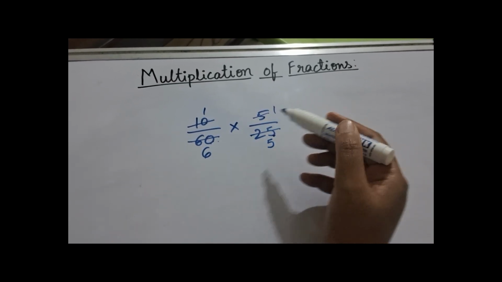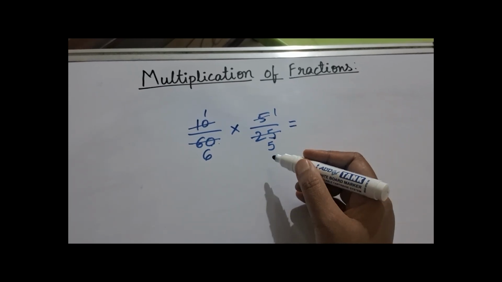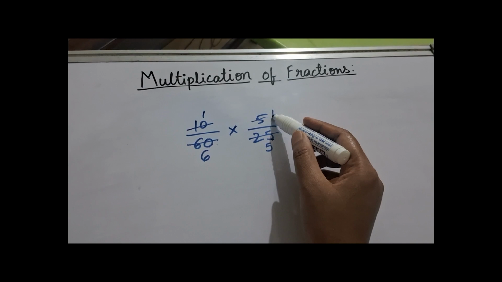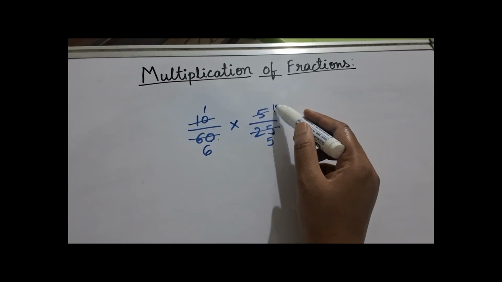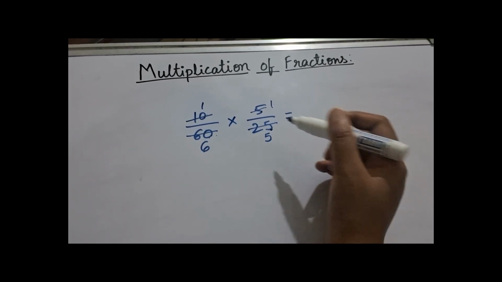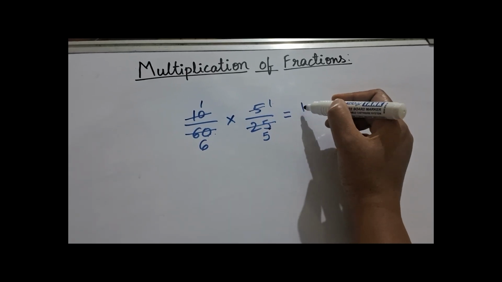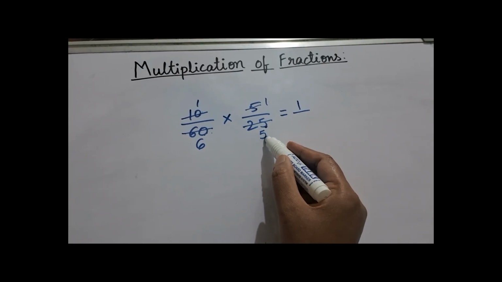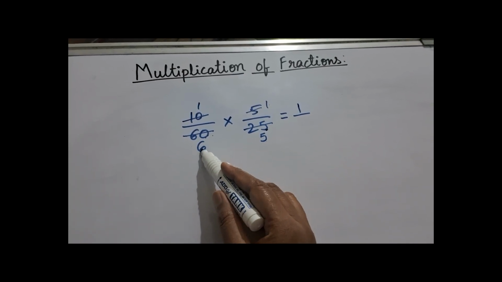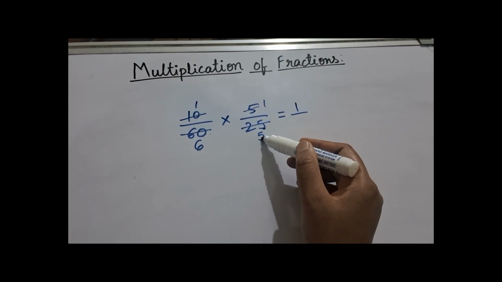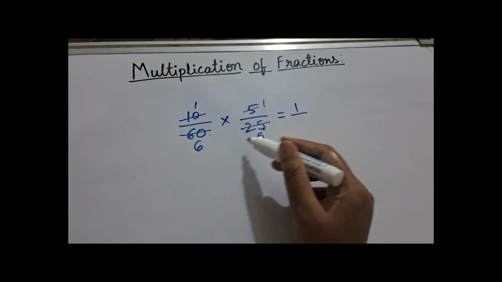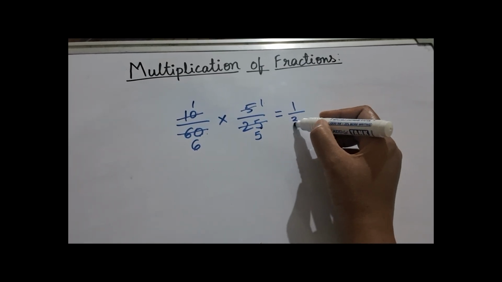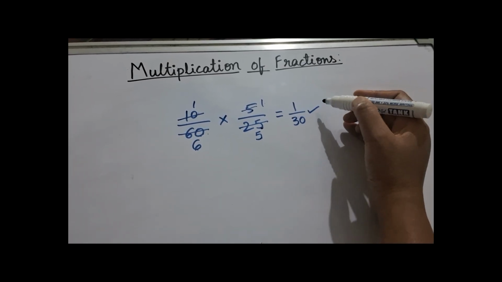So 10 ones are, 10 sixes are, which is equal to, now here whatever is left over in the numerators should be multiplied. Here 1 is left over and here also 1 is left over in the numerator places. So 1 into 1, we get 1. And here in the denominator places, what is left over, children? Here denominator 6 is left over and here denominator 5 is left over. So 6 multiplied with 5, 6 fives are 30. So 1 by 30 is the answer, children.